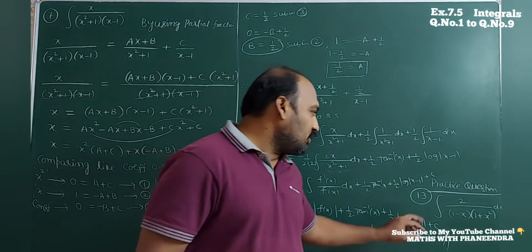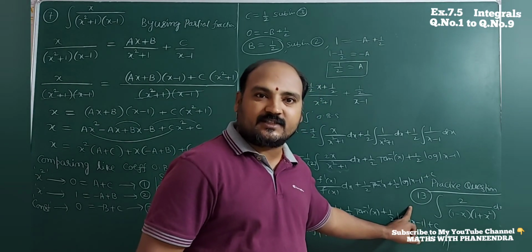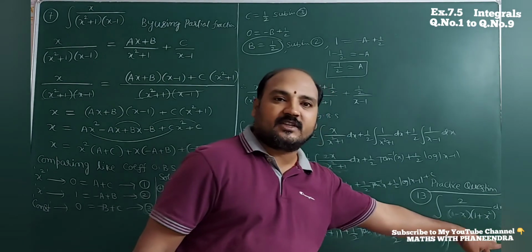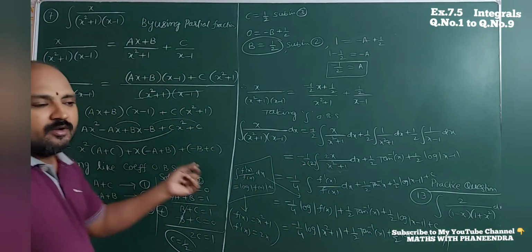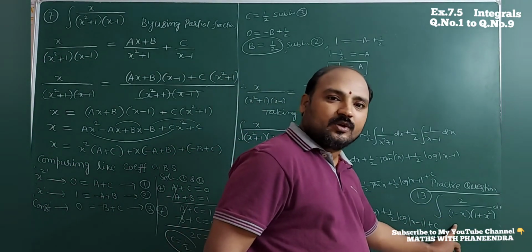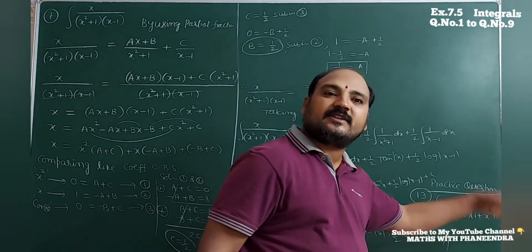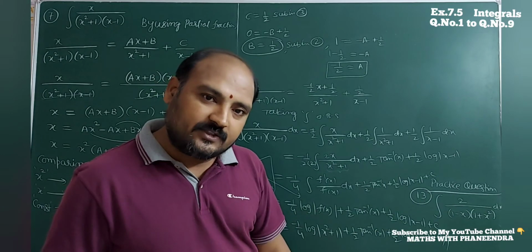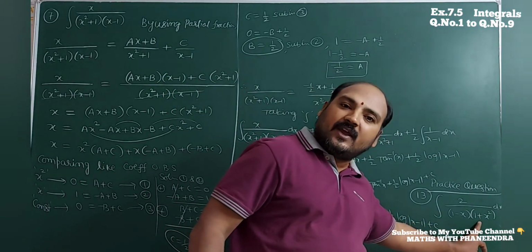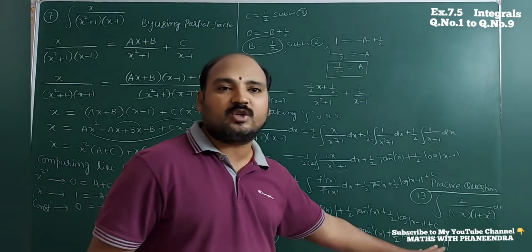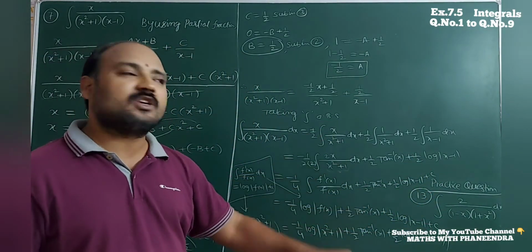And one more thing, dear students, question number 13 in that exercise 7.5. Integral 2 by 1 minus x into 1 plus x squared. Same procedure you can follow. But here, linear factor is first, no? A by 1 minus x plus bx plus c by 1 plus x squared. Otherwise, ax plus b by 1 plus x squared plus c by 1 minus x. Even this procedure also, you can follow for question number 13.